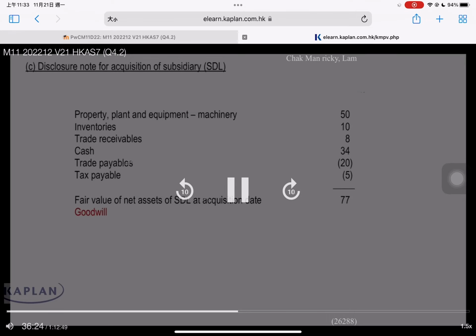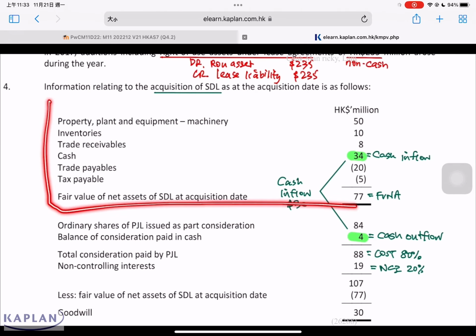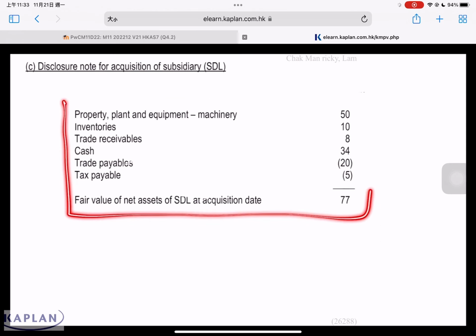The goodwill, the group. But before I look at part B, I do want to do part C. Prepare disclosure note for acquisition subsidiary, SDR for this year, relating to cash flow. If you know how to calculate goodwill, you should know how to prepare these disclosure notes. Just need to copy these portions and put it here.